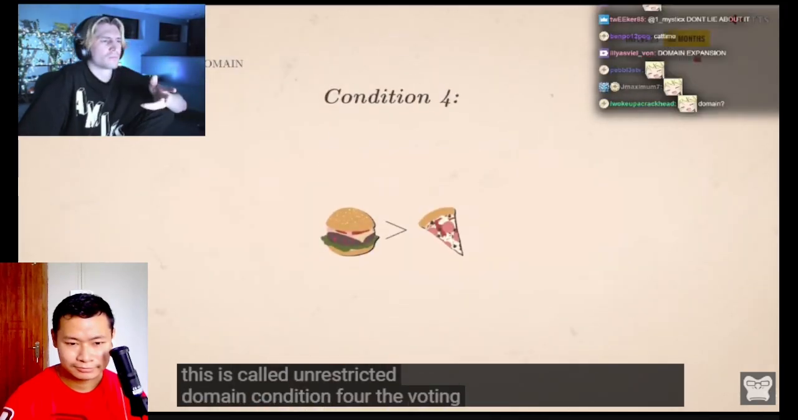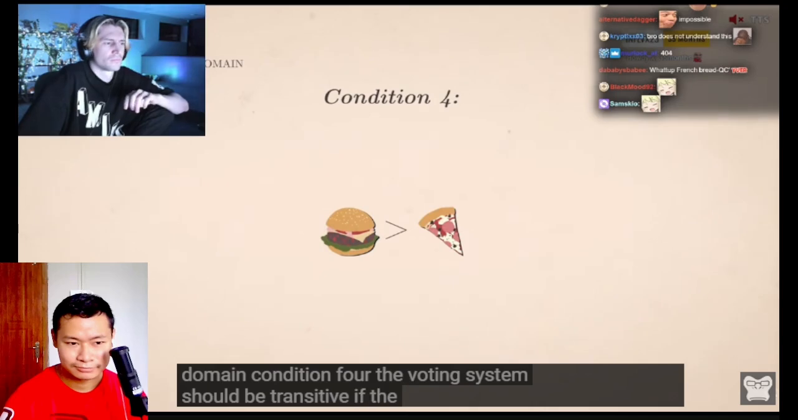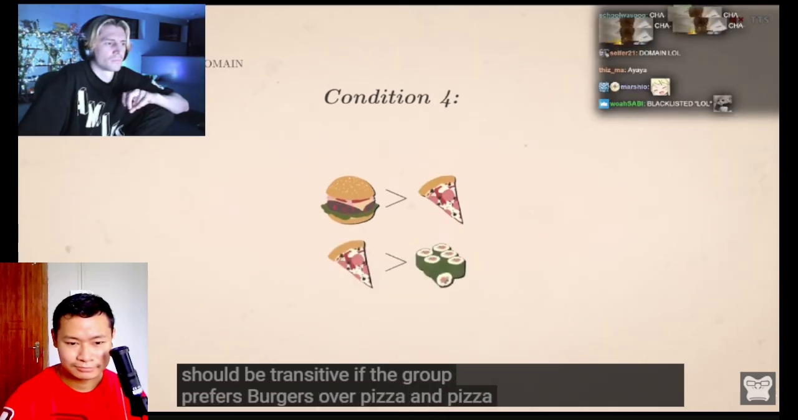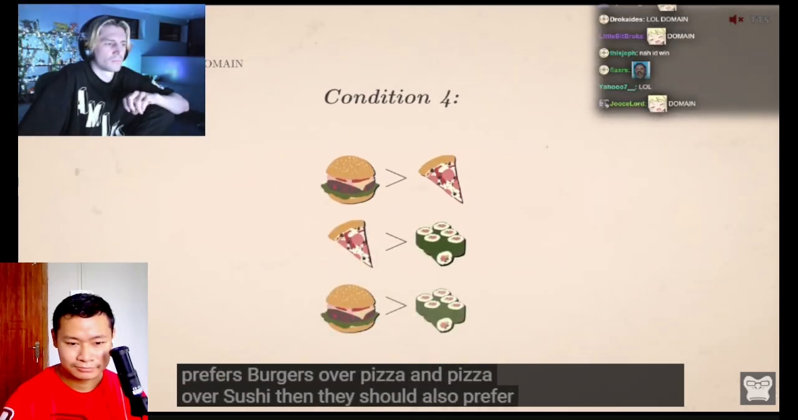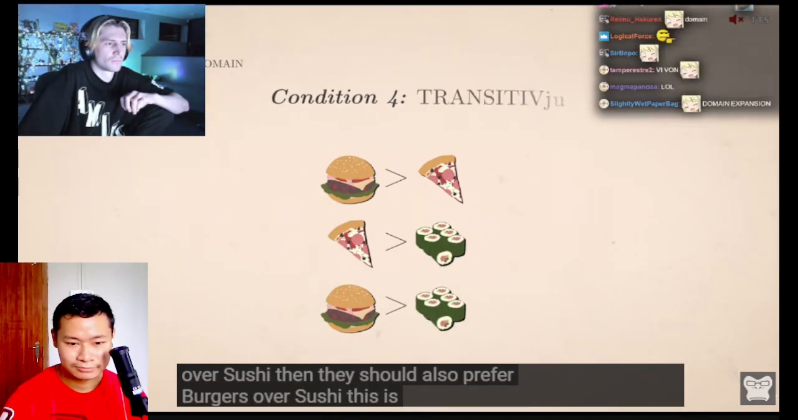Condition 4. The voting system should be transitive. If a group prefers burgers over pizza and pizza over sushi, then they should also prefer burgers over sushi. This is known as transitivity.